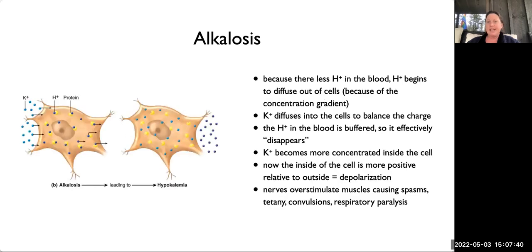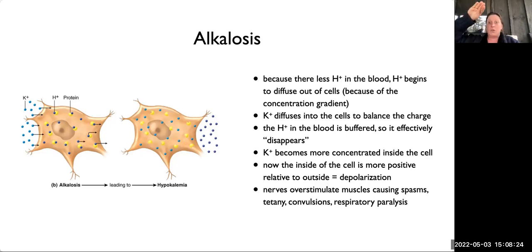Now, why is this bad? Same reason, but opposite. In this case, because the proton concentration is so low out here, it causes the protons to leave the cell, and those are replaced by potassium ions. With all this extra potassium inside, the inside of the cell becomes more positive. And those protons that leave the cell get buffered outside the cell, which means that the outside becomes more negative. It's really kind of flipping the charge. It's causing depolarization, but not the kind that we want.